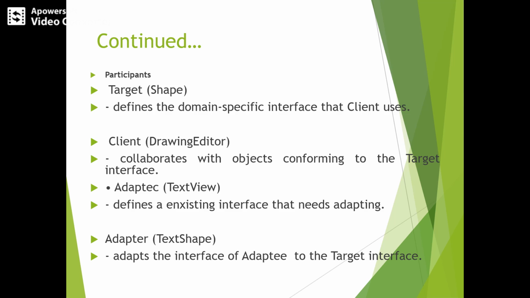Adaptee, that is TextView, defines an existing interface that needs adapting. Adapter, that is TextShape, adapts the interface of the adaptee to the target interface. So now we will move on to the next template section.